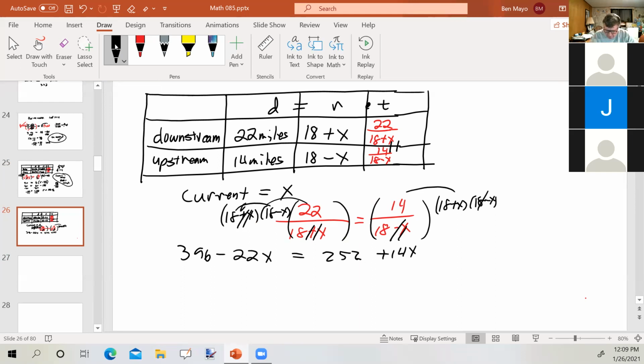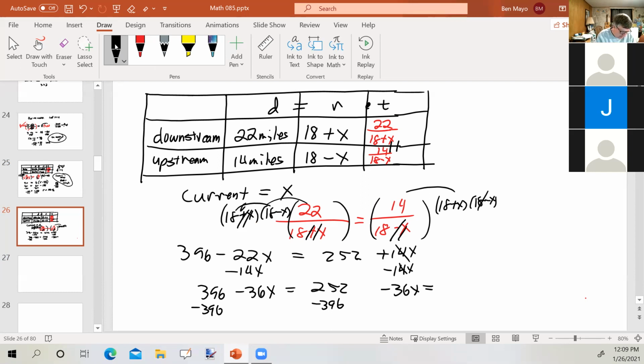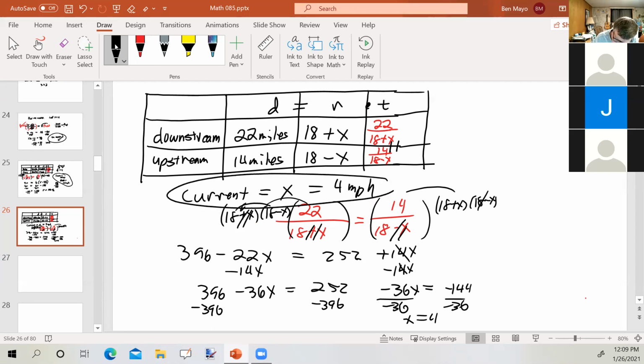All right. Let's see. I'm going to subtract 14X from both sides. So we get 396 minus 36X equals 252. We'll subtract 396 from both sides. We get negative 36X equals, let's see, 252 minus 396 is negative 144. We're going to divide both sides by negative 36, and we get X equals 4. So the current of the river is 4 miles per hour. Any questions about that?